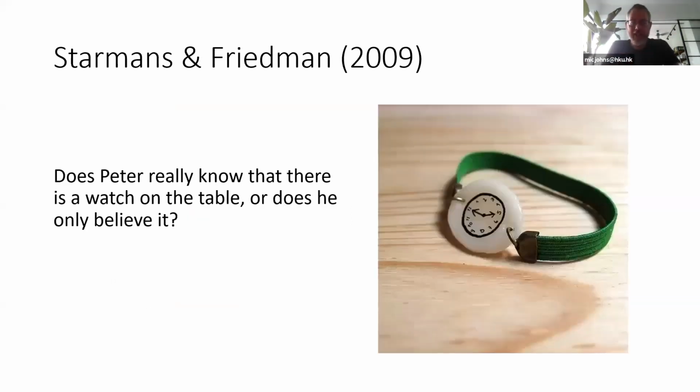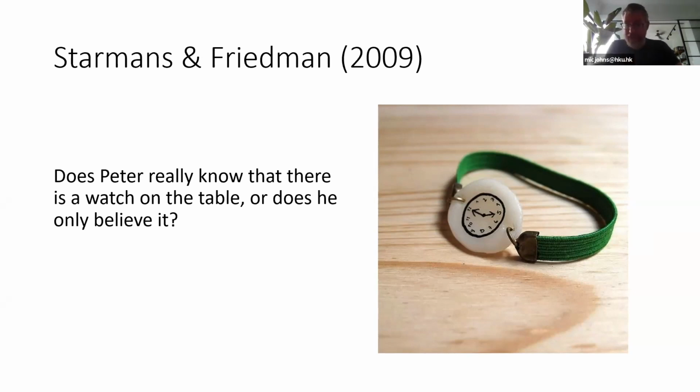Does Peter really know that there is a watch on the table, or does he only believe it? It's correct that there is a watch on the table because the burglar left a cheap plastic watch in place of his fancy watch. So Peter believes that there's a watch on the table, and the question is, does he really know that there's a watch on the table, or does he only believe it? Traditionally, philosophers have thought that Peter does not know, right, that there's a watch, even though he has a reason to believe that there's a watch.